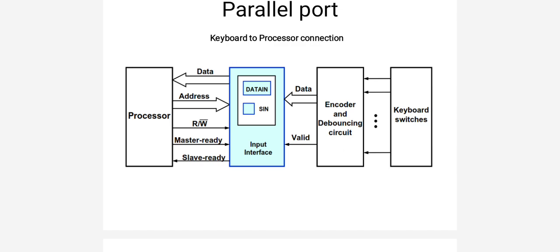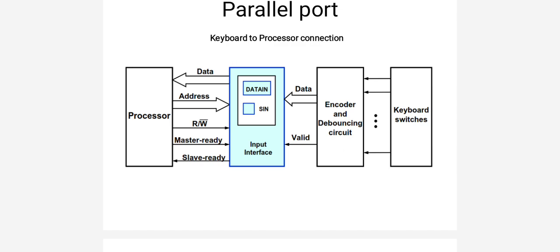Normally the switches are open. When a key is pressed, this switch closes and establishes a path for an electrical signal. So this key value will be the input to the encoder and debouncing circuit. And what is the function of this encoder circuit? The encoder circuit generates an ASCII code for the corresponding character.